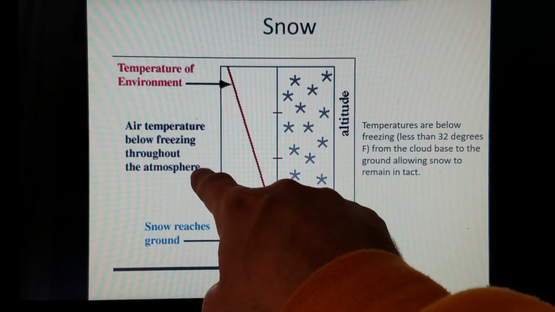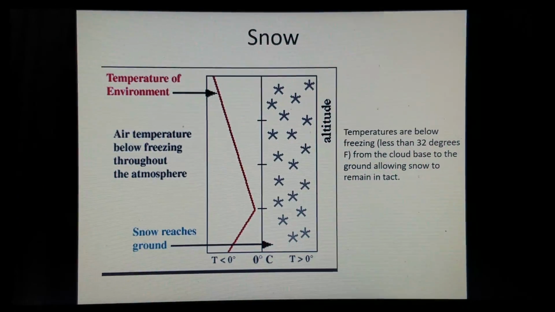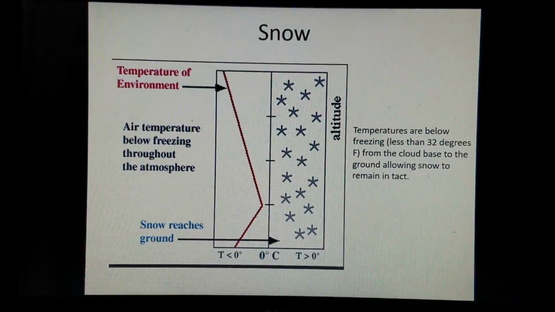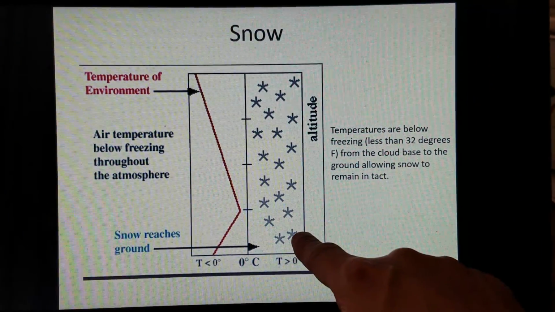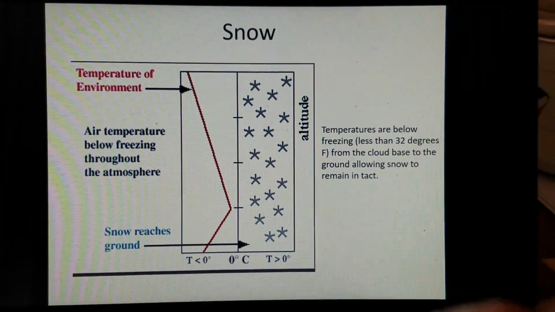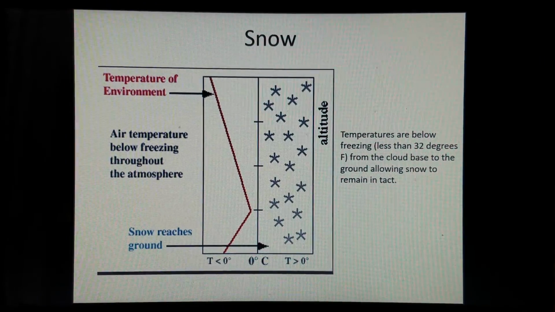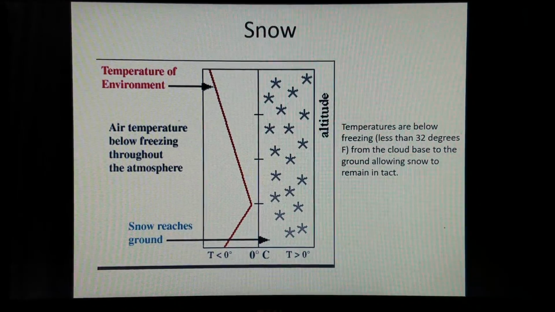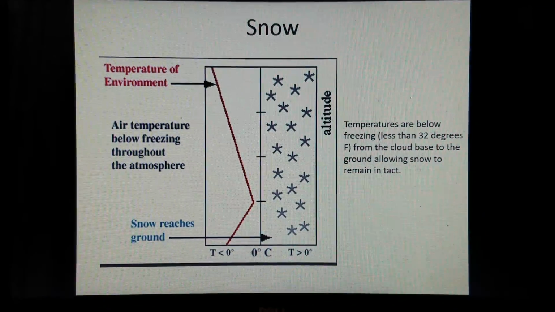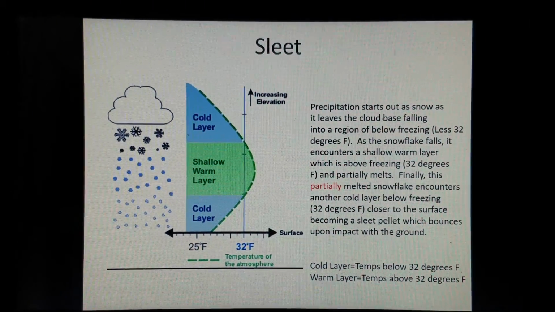Air temperature is below freezing throughout the entire depth of the atmosphere in the case of snow. So it has no chance really to melt as it falls from a cloud base down towards the ground. And temperatures, just to re-summarize, are below freezing for the entire journey from the cloud base to the ground, allowing snow to remain intact. All right. Now moving on to sleet.